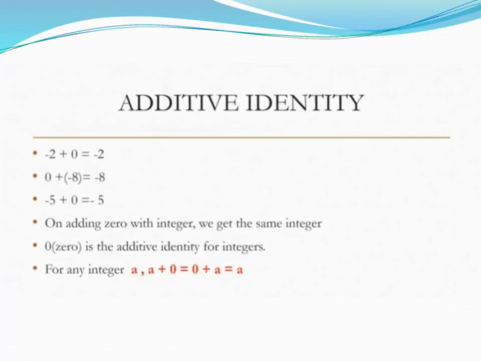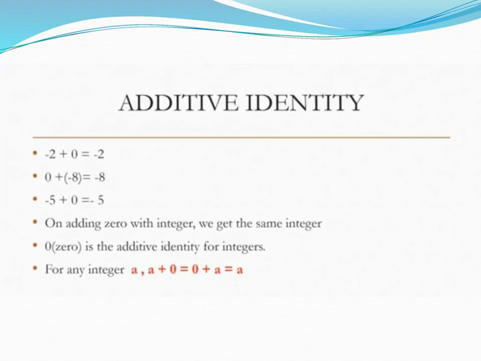First, suppose we take any integer and add it with 0. What will happen? Yes, we will get the same integer. Now we will check some more examples. Suppose we take the integer minus 2 and add 0. Minus 2 plus 0 equals what? Minus 2. And again we take minus 8 and add 0. 0 plus minus 8 equals 0 minus 8 equals minus 8.